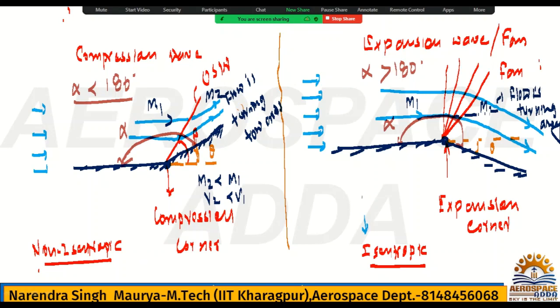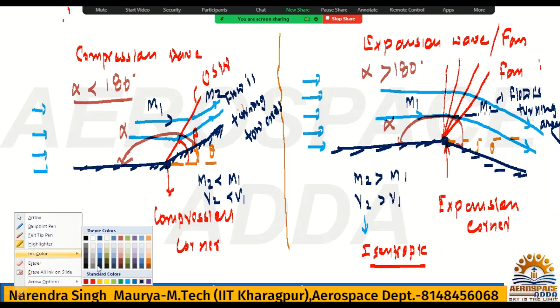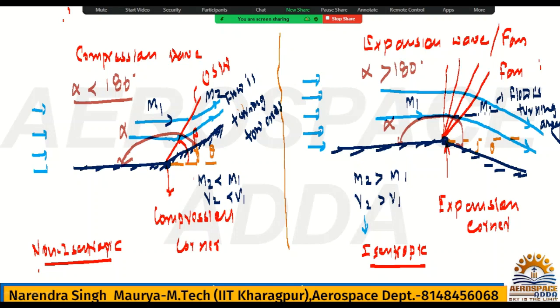What about the expansion fan? So this M2, because it is trying to expand the flow, that pressure will fall and velocity will increase. Velocity will increase means Mach number will also increase. So M2 will be greater than M1, or you can say V2 greater than V1. This is the biggest difference between the compression wave and expansion wave. So always remember this, it is very important. One more important thing I told you, compression wave is non-isentropic, but expansion fan is an isentropic phenomenon.